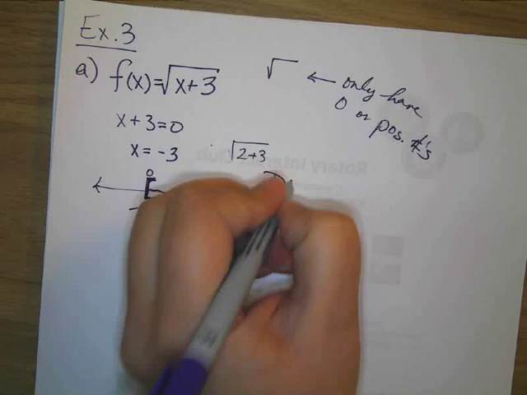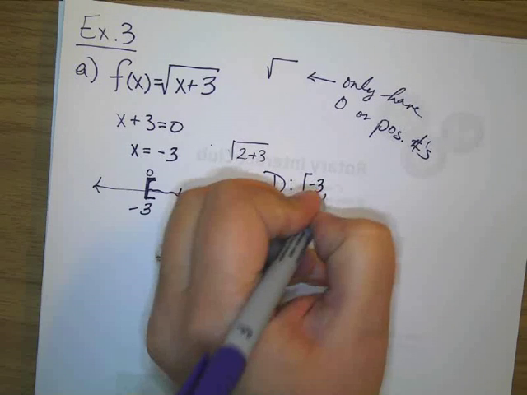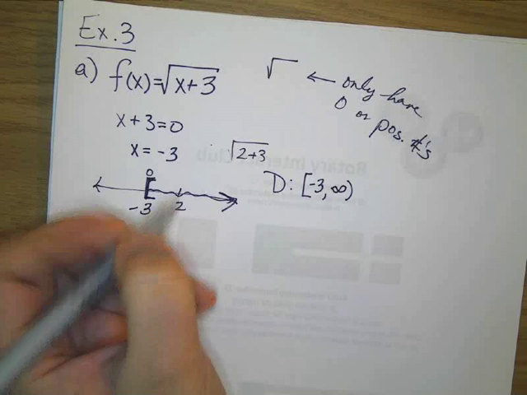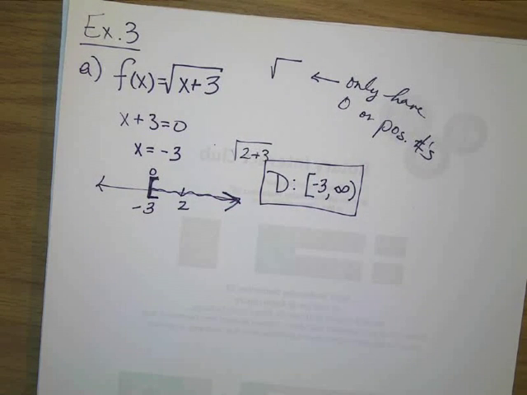So for your domain, our smallest number allowed is -3, and we get everything greater than that. This is how you write your answers in interval notation, which is why we spent all that time working on interval notation to help us now.